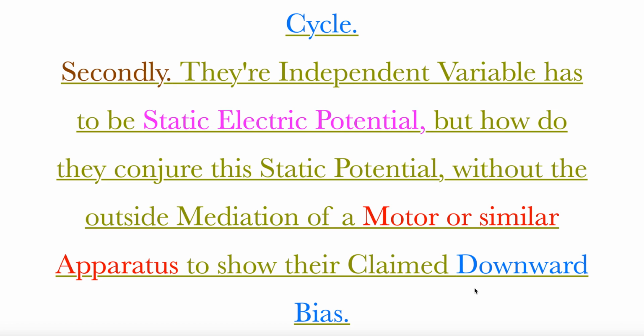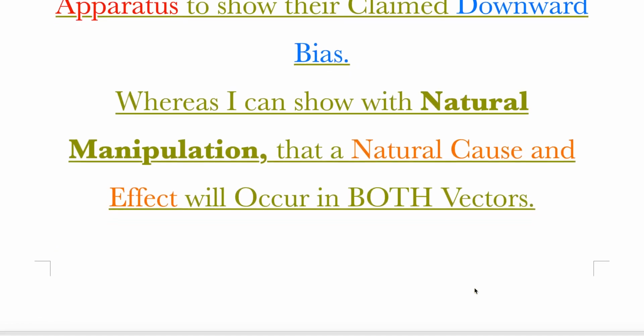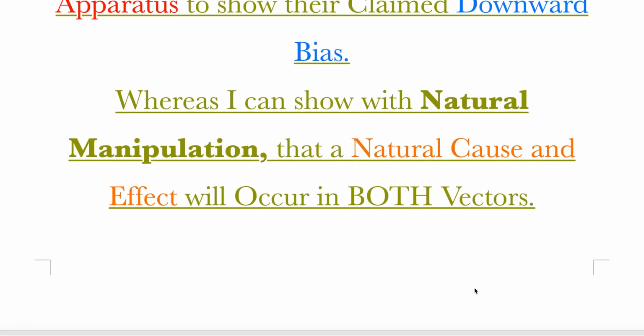They can create static electricity by rubbing a balloon on their head and then sticking the balloon to the wall. But what has that got to do with things falling and rising? Whereas I can show with natural manipulation that a natural cause and effect will occur in both factors. That means I can show how a change in density, in accordance with the medium that it is in, will create a down or an up vector. So I can show this with natural manipulation.